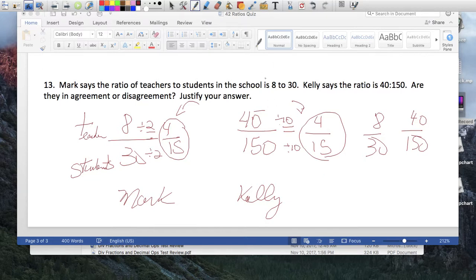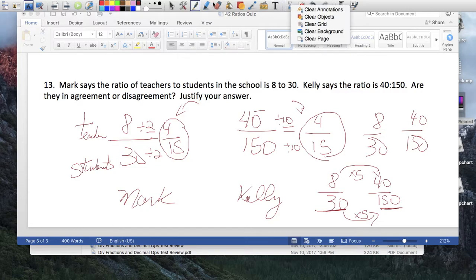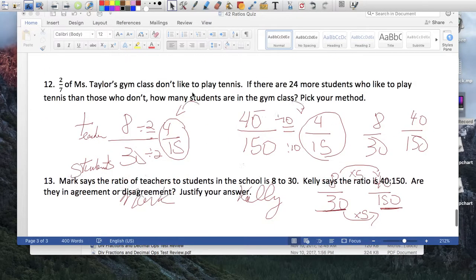Okay, and if you look at them again, I'll write them like this as well: 8 over 30 and 40 over 150 side by side. Look at the relationship. 30 to become 150 is times 5. What's the same relationship applied on top? Is it 8 times 5 as well? If it is, then we know that these two are equivalent. Okay. I think it's not that difficult.